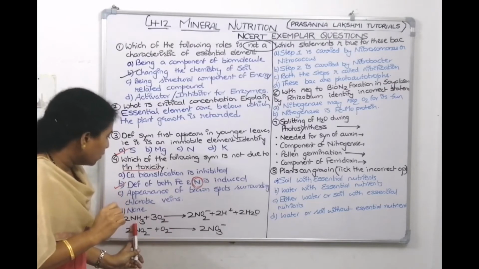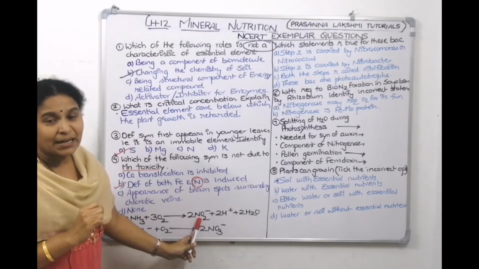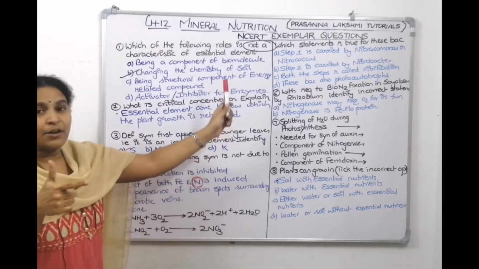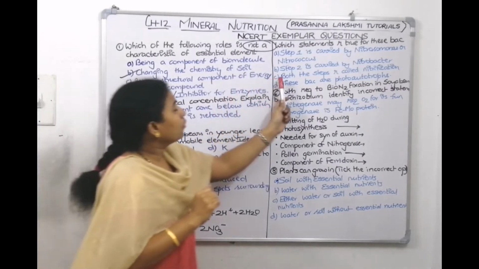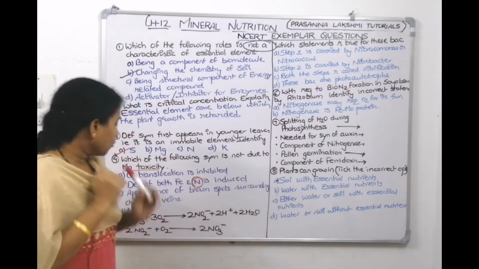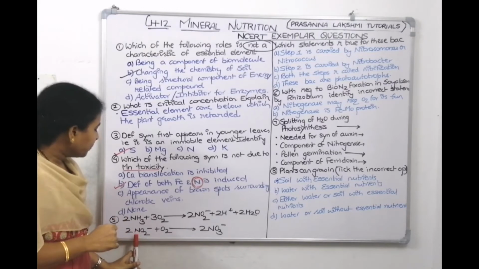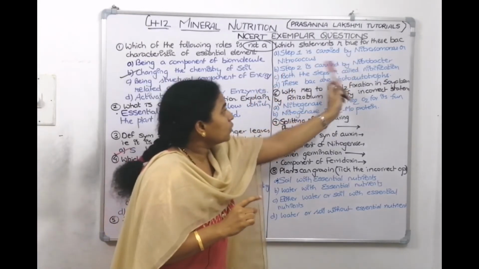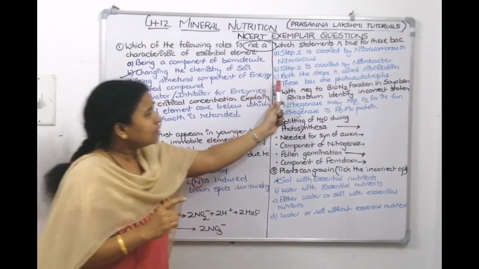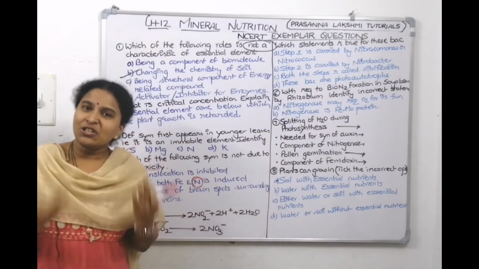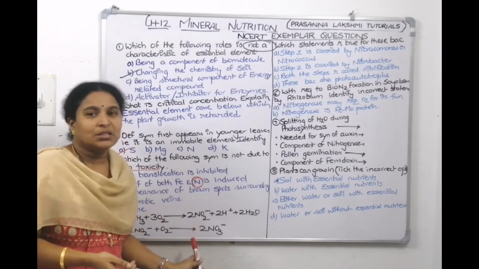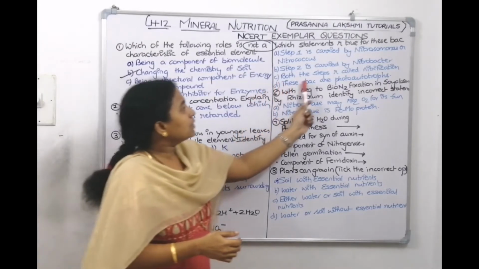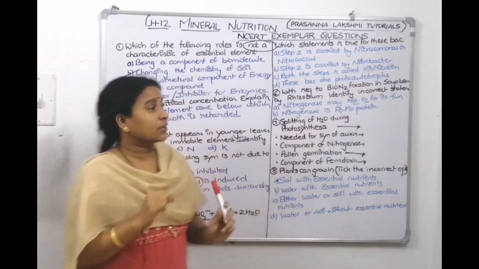Oxidation of ammonia to nitrite is carried by Nitrosomonas and Nitrococcus, correct. Step 2 is carried by Nitrobacter, that is also correct. Step 2 means nitrite to nitrate is done by Nitrobacter, this is also correct. Both the steps are nitrification, that's also correct, that's what I told.